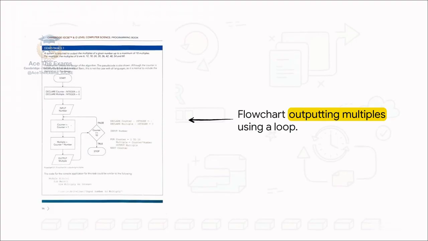Let's actually look at the internal logic of a for loop in action. Check out this flowchart. It's designed to output the multiples of a given number, up to 10. See how the loop counter starts at 0? The code increments that counter, calculates the multiple, and outputs it. Then, boom, it hits a decision diamond. Is the counter greater than or equal to 10? If that's false, it just loops right back around to the top. If it's true, the loop stops. So the counter is essentially the engine that's driving the whole iteration.